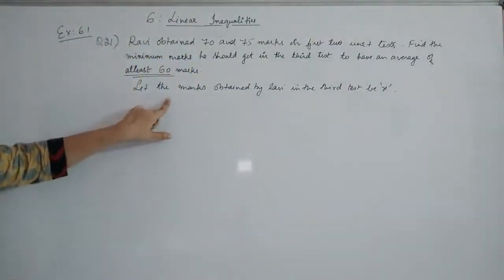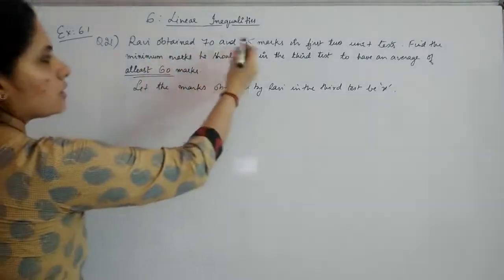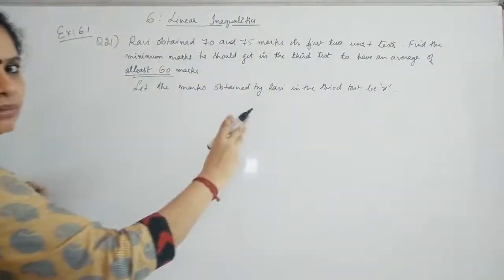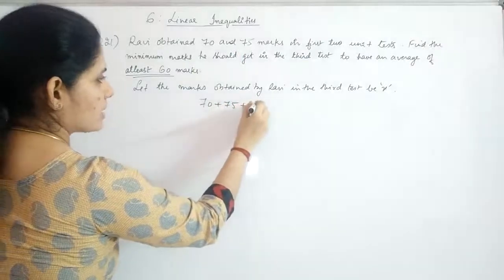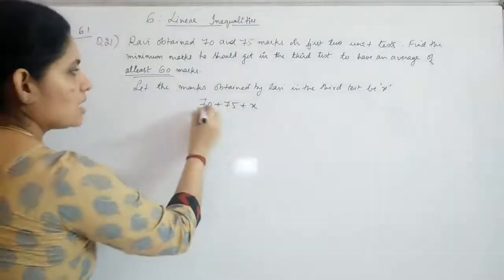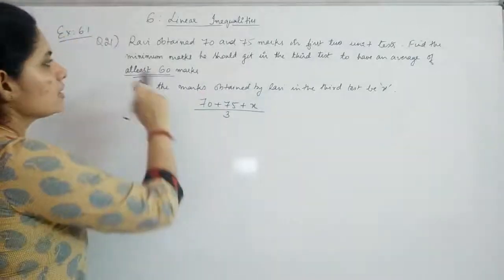Okay, so what do you mean by average? What is the meaning of average? Average means the sum of all the 3 divided by the number, that is 3. So 70 plus 75 plus x, that is the 3 test marks, divided by how many are they? 3. So this is the average of the marks.